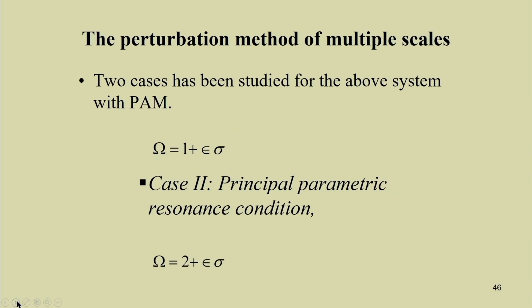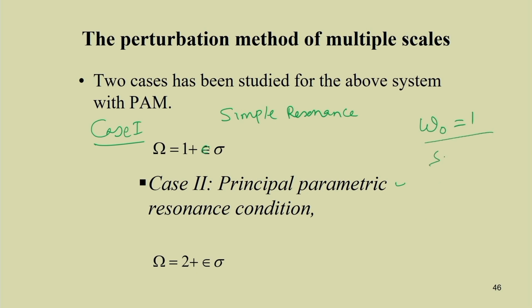Here you just see as it is forced and parametric, both the things are there. So, we can study two different cases. The first case is the simple resonance condition, and the second is the parametric resonance condition. So, we have case 1 and case 2. In case 1, we have the simple resonance condition, when omega equals 1 plus epsilon sigma. Here omega 0 equals 1, that is why it is written 1 plus epsilon sigma, otherwise you can put omega equal to omega 0 plus epsilon sigma also.